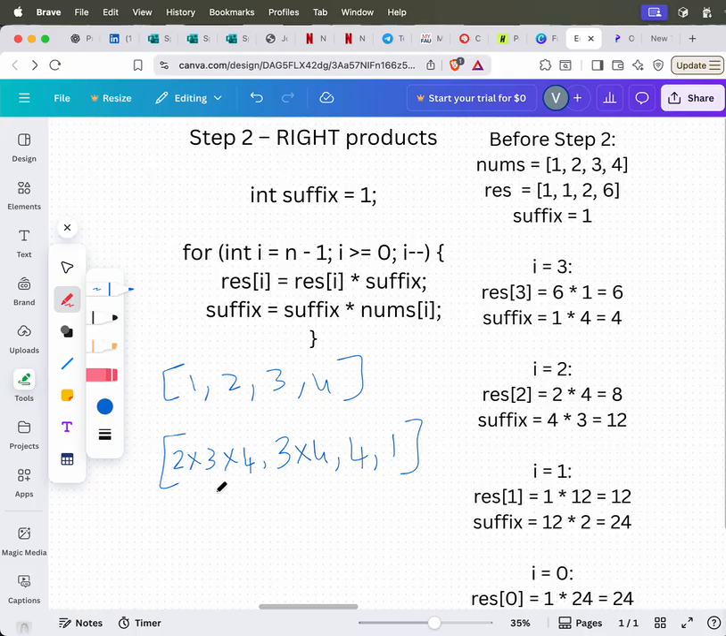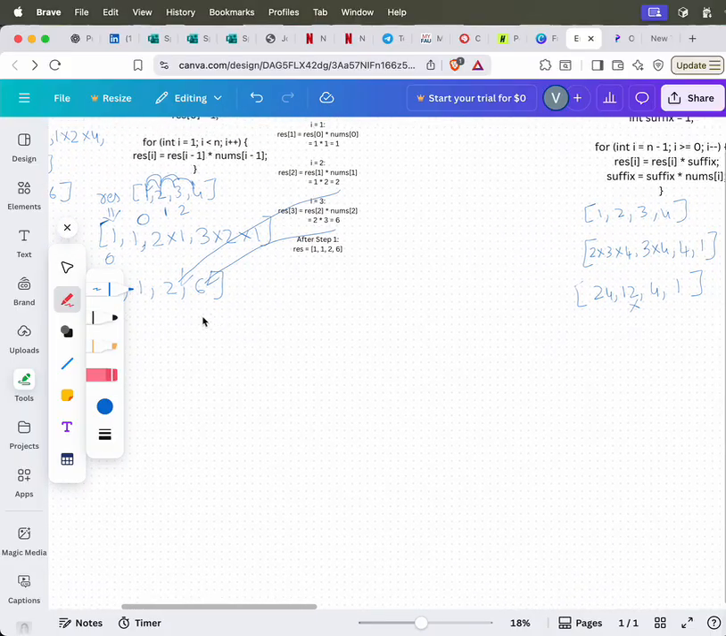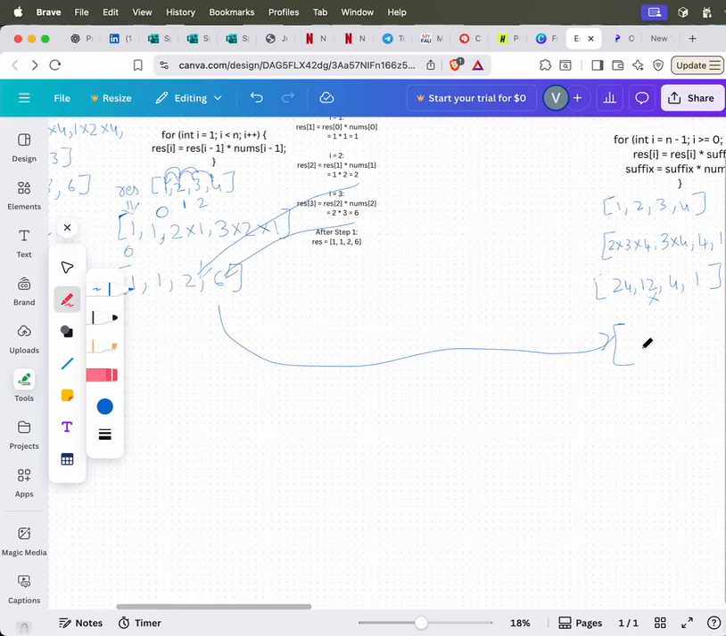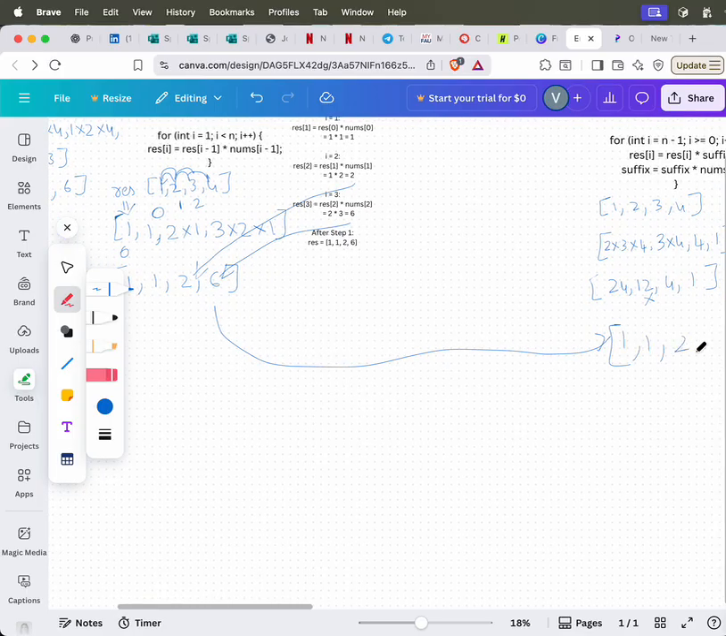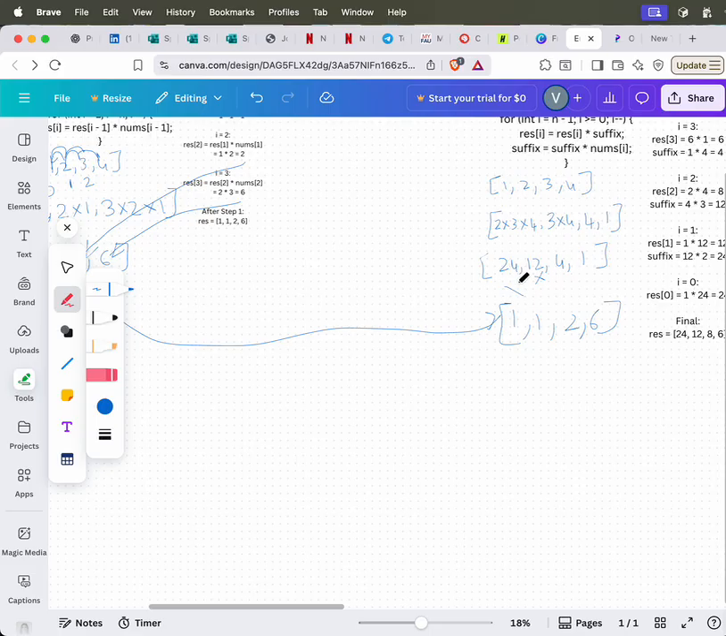So we get 24, 12, 4, and 1. Now multiply this with the left products. You will get 24, 12, 8, and 6, which is nothing but multiplying the left product with the right product for each position.